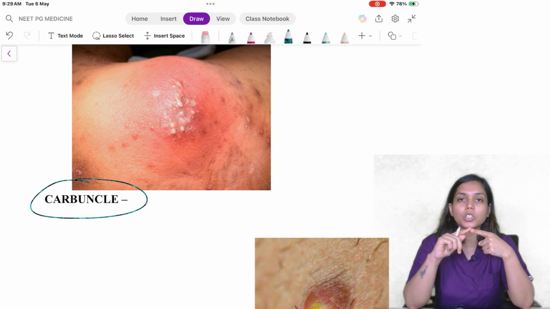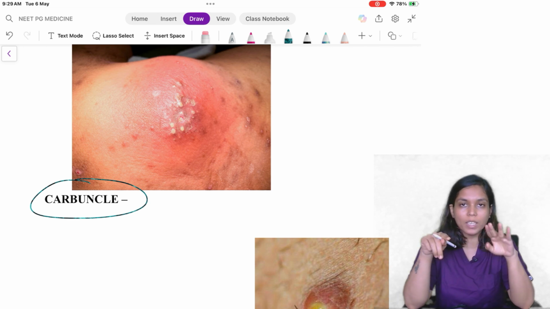First thing, it is the infection of hair follicle. Second thing, it is caused by Staphylococcus aureus. And third thing, surgery is the only option. Okay, that's it. This is all about the carbuncle.